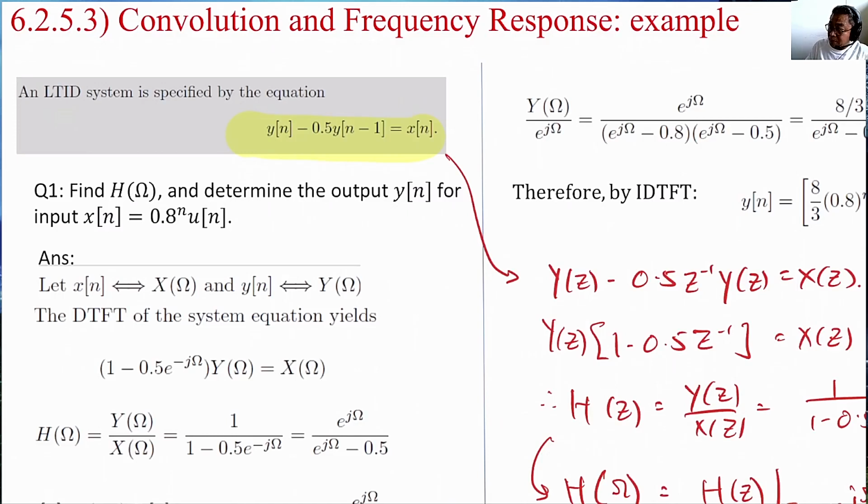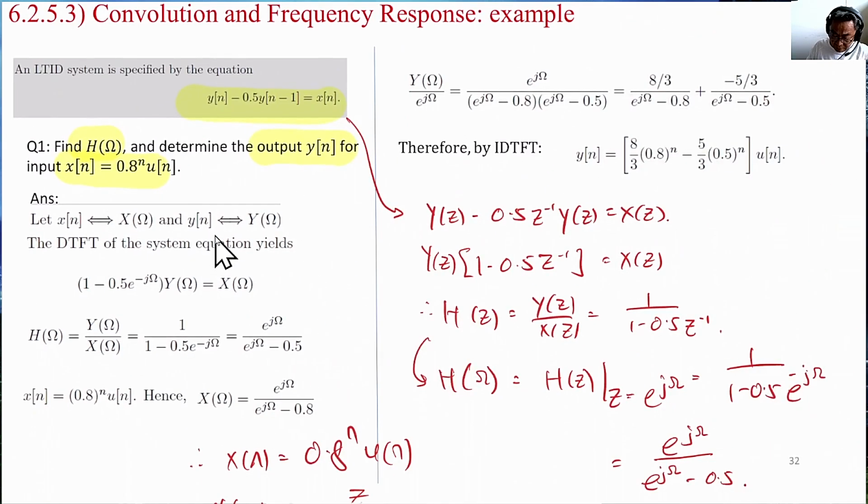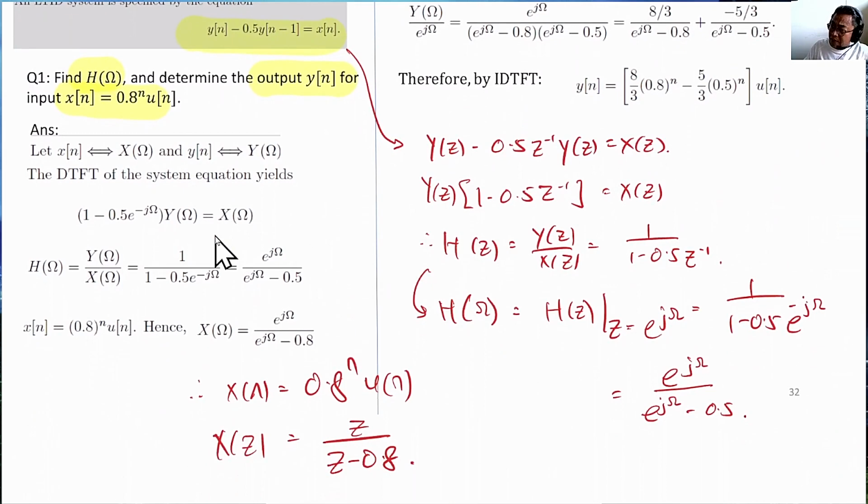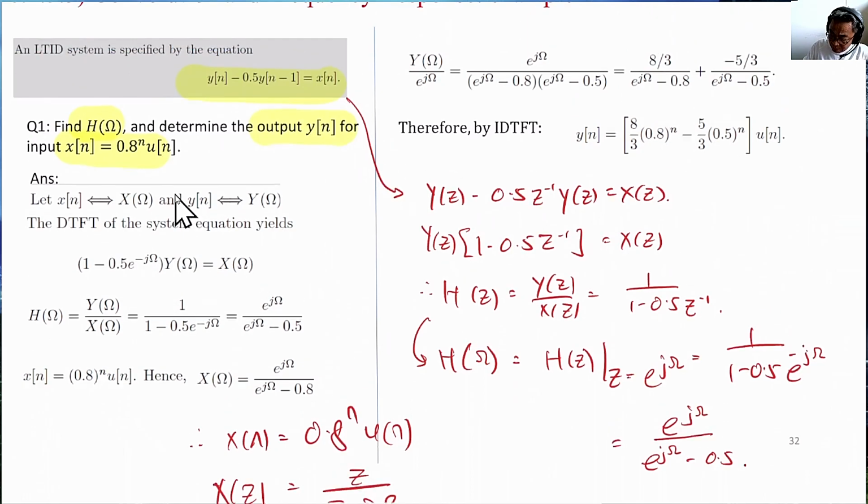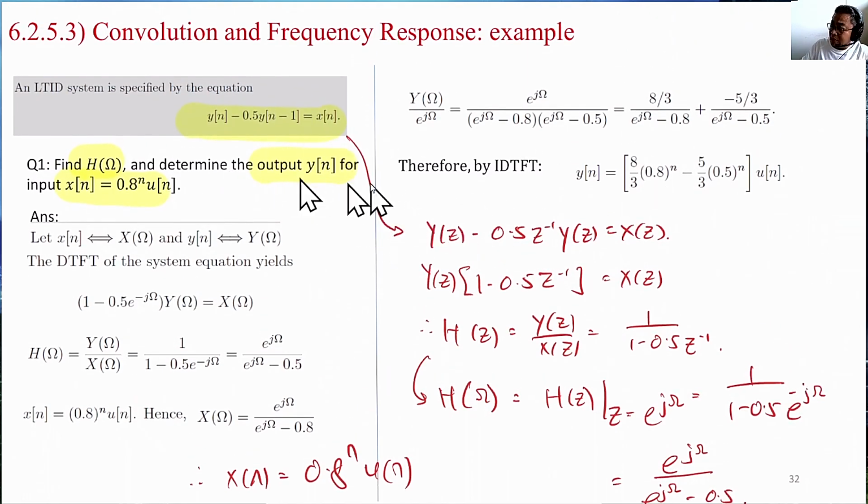This is 6.2.5.3. We're given the following difference equation, and we're asked to find the frequency response, and to find the output y[n] given this x[n], which is 0.8^n u[n], a decaying exponential. Now, actually, when I did this question, the whole calculation and computation were done using jω in the discrete time Fourier transform. But actually, I'd rather you do it in the z transform.